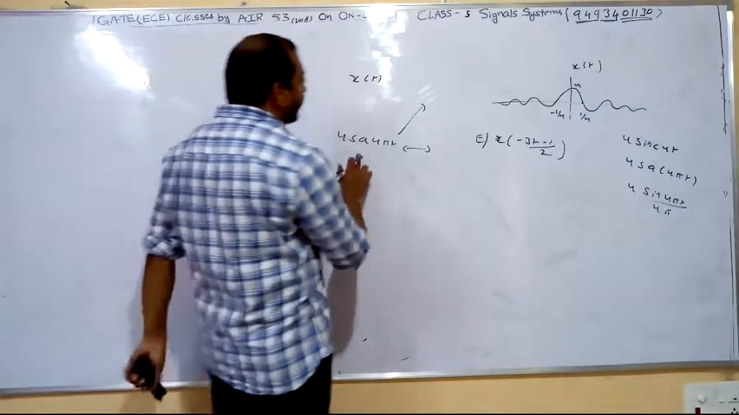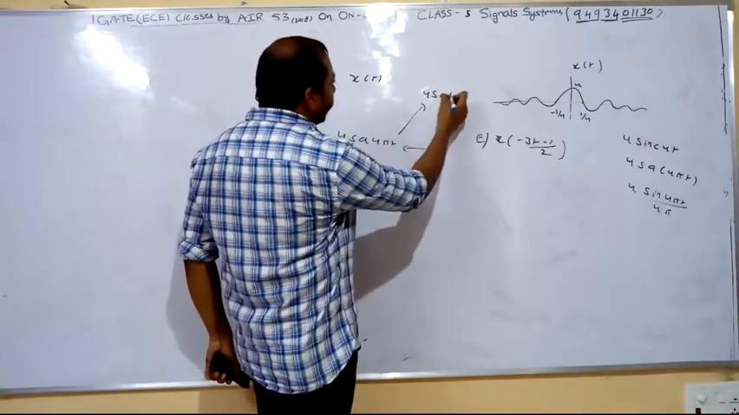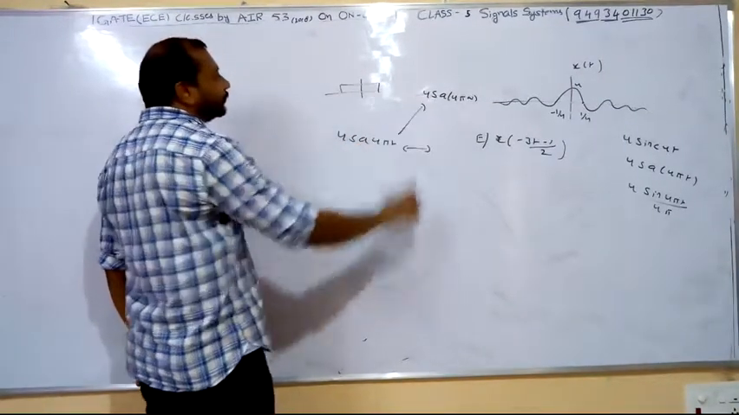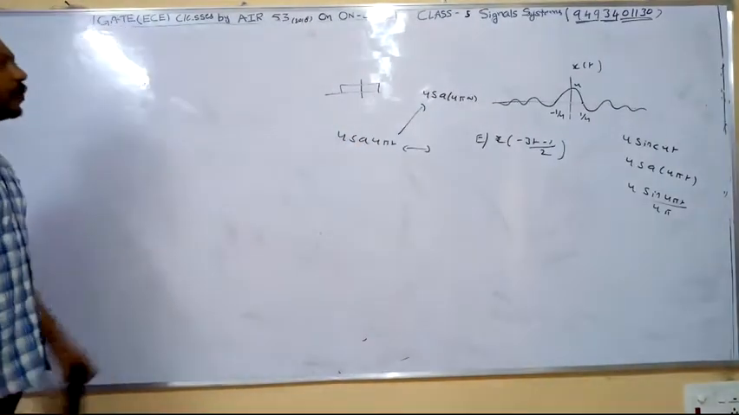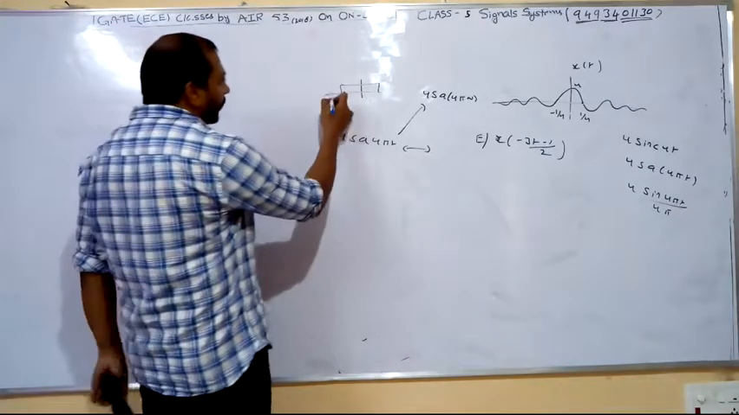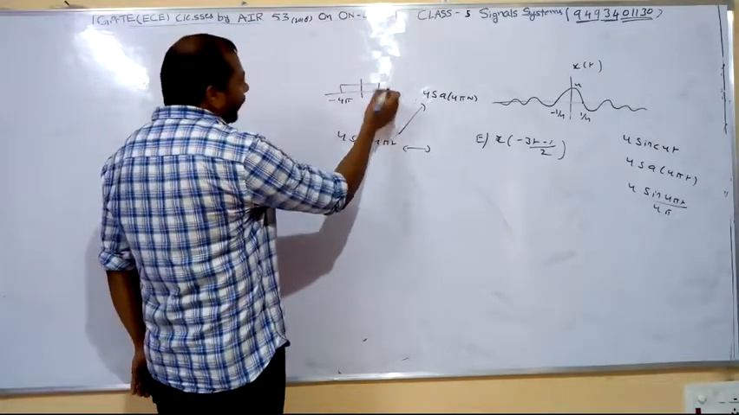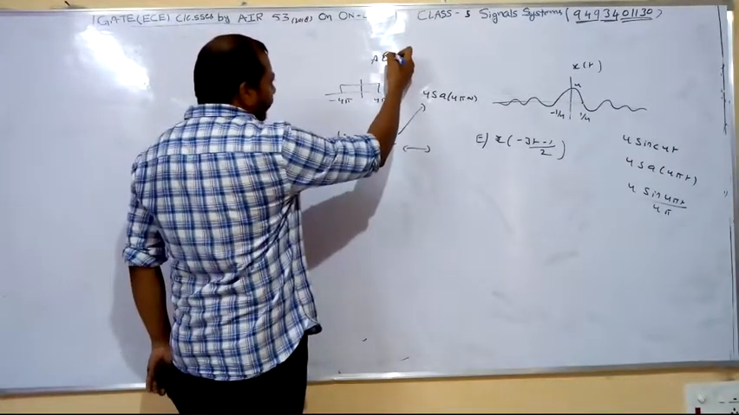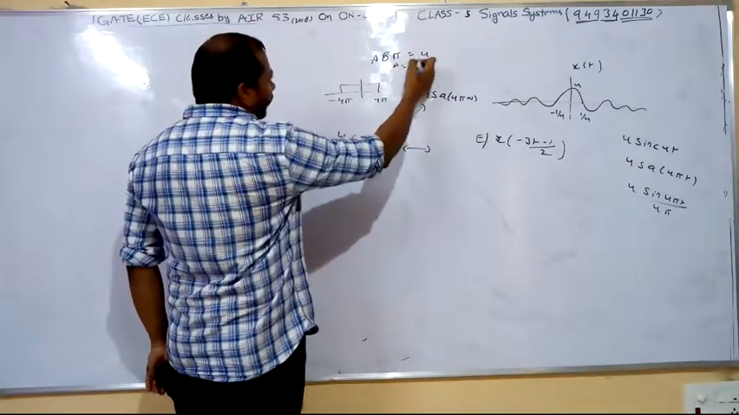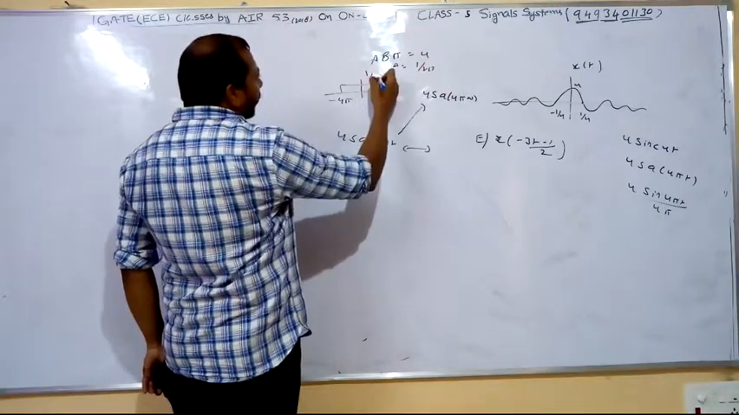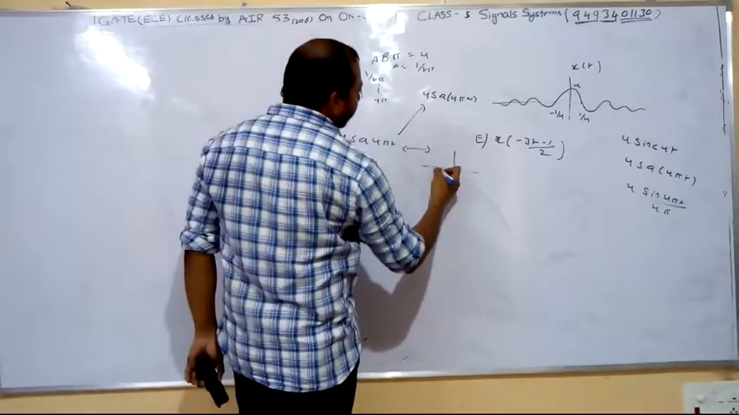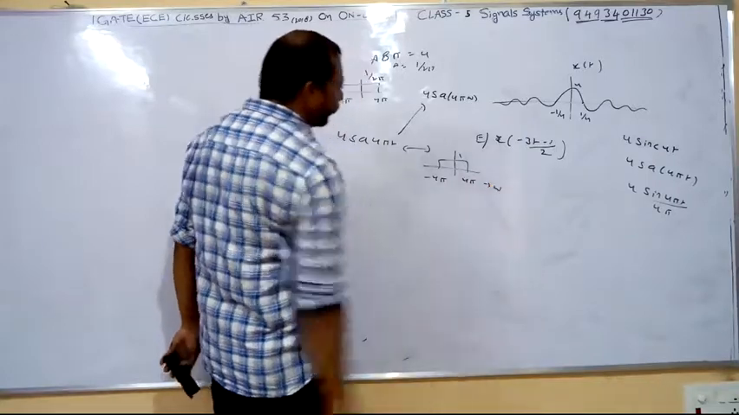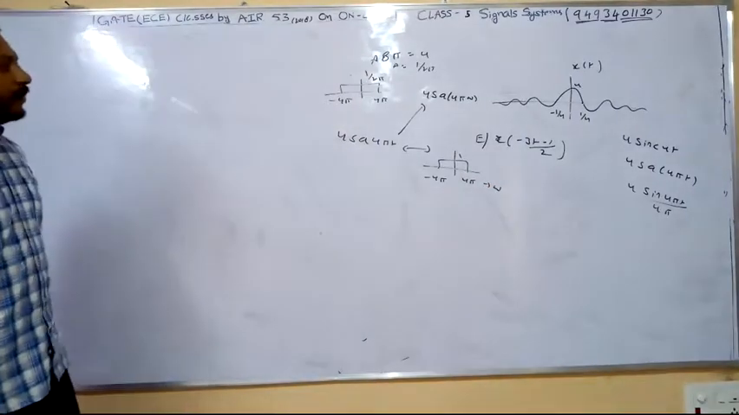Now, what is this 4 into sampling of 4 pi t? By the duality property, 4 into sampling of 4 pi omega, the corresponding width: omega into width by 2 is equal to 4 pi, so the width is 8 pi, from minus 4 pi to 4 pi, and the area is equal to 4. Considering the amplitude as some a, a into 8 pi is equal to 4, so a is equal to 1 by 2 pi. Upon doing the duality, we multiply with 2 pi, this will become 1, and the corresponding omega goes from minus 4 pi to 4 pi.